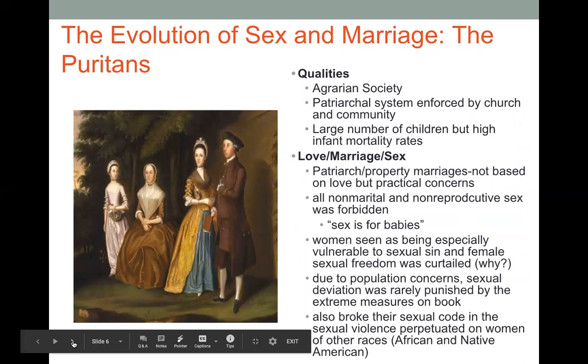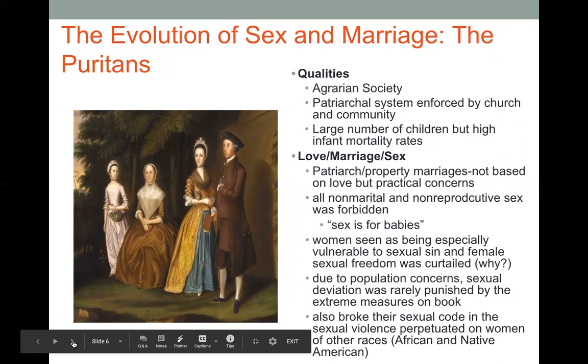So just some qualities that you should know about society during this time period. It's an agrarian society, meaning most people are farmers, but they have established stable and enduring townships and small cities, meaning they're no longer migratory. It is a patriarchal system, and that system is enforced by church and community. Even though that separation of church and state was not very separate back then, and in these families where men were the head of the household, oftentimes these were really large families.